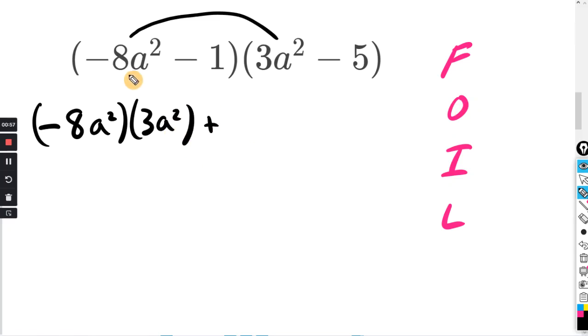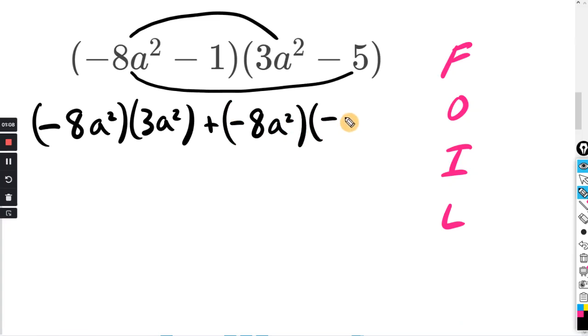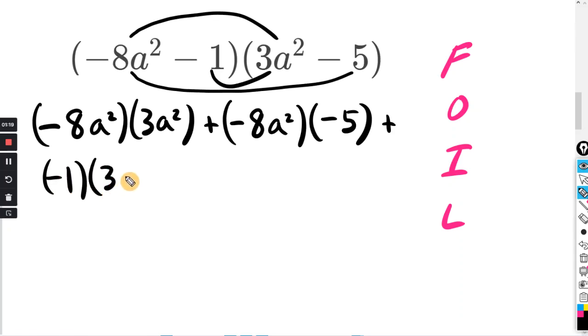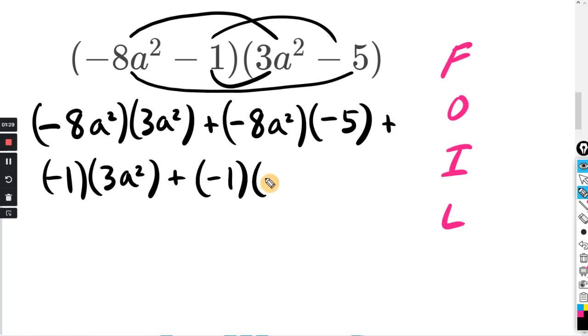And then for outer, it's going to be negative 8a squared times negative 5. For inner, it's going to be negative 1 times 3a squared. And then for last, I'm going to do negative 1 times negative 5. Some of you could have done this in one step. I just wrote everything out.